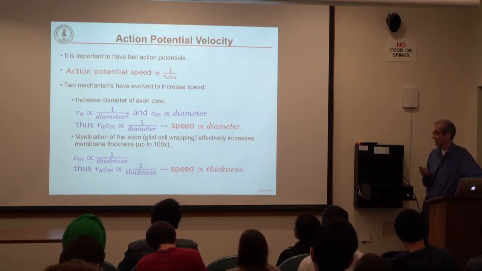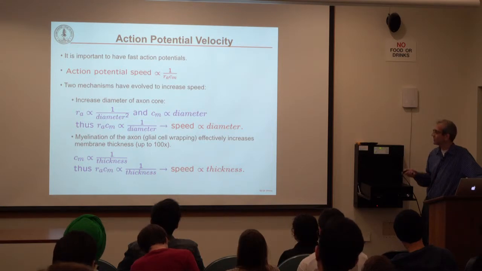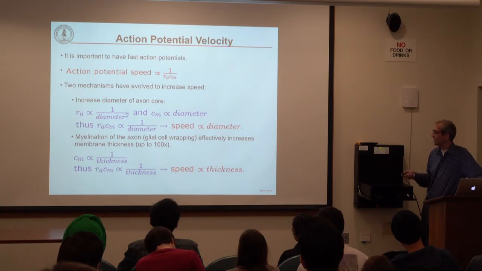One we've already talked, actually we've talked about them both. We can increase the diameter of the axon core or the dendrite core, okay, for the following reason, okay. So ultimately we have that speed is proportional to the diameter if we go through it. And the second thing we want to do is we want to wrap the axon with myelin.